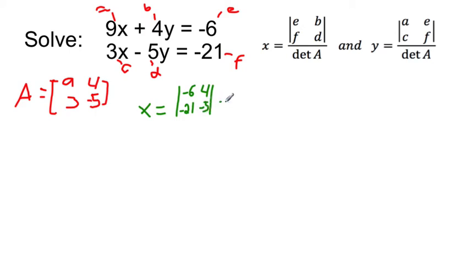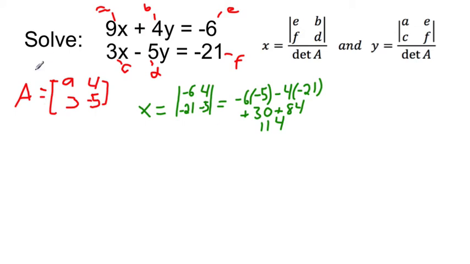So how do I find the determinant? Well, remember, I go across and across. So I do negative 6 times negative 5 minus the product of 4 times negative 21. This is going to give me a positive 30 plus 84, or 114. Now I need to divide this still by the determinant of A.